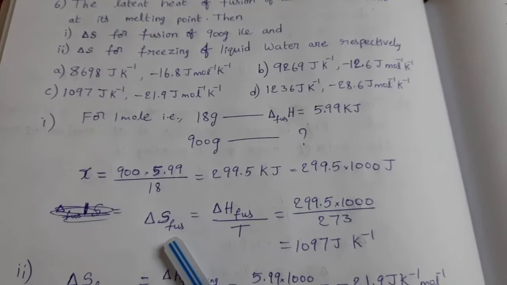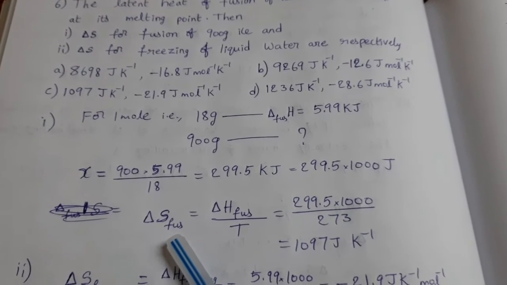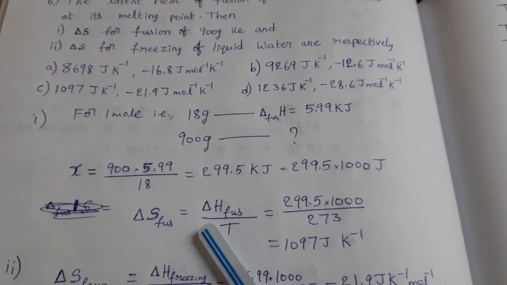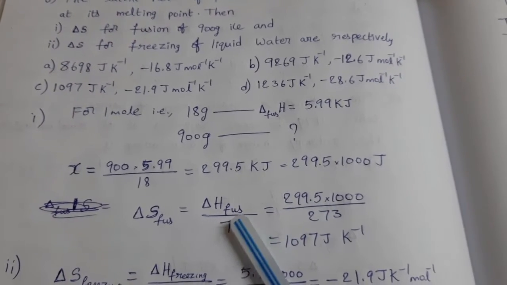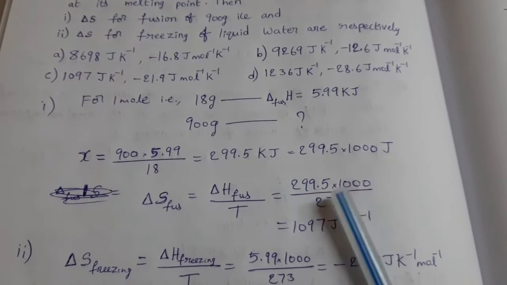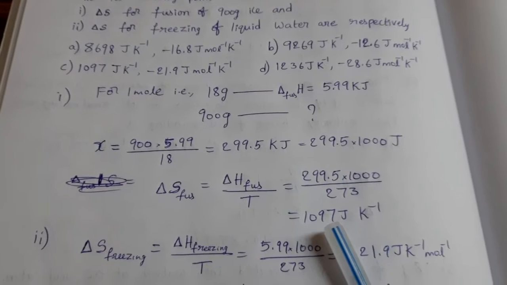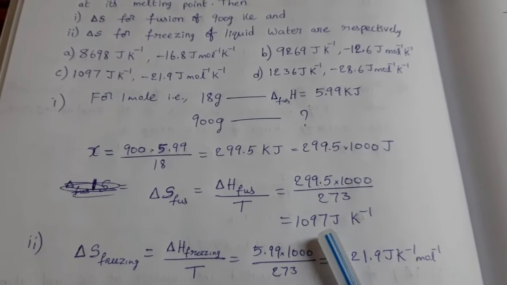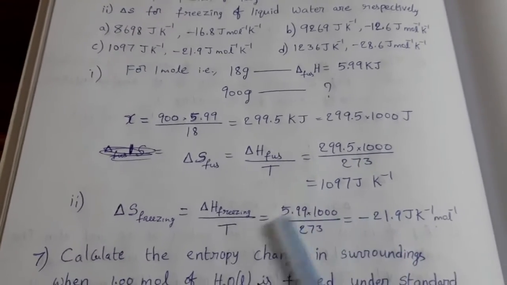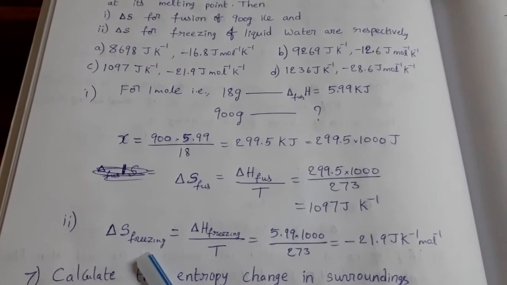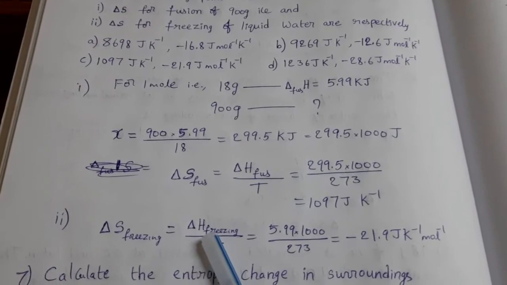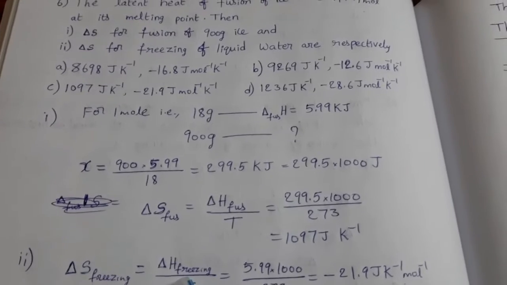Now the entropy change for the fusion of 900 grams of water is equal to the enthalpy change for this fusion divided by temperature. Enthalpy change for this fusion is this one, temperature 273. Then entropy change for this fusion is 1097 joule per Kelvin. Next, entropy change for freezing of liquid water. So delta H for freezing, how much?